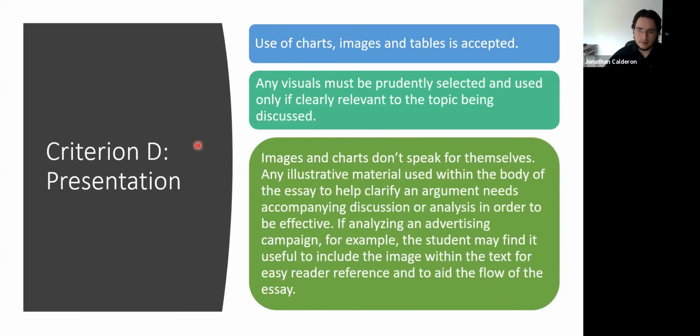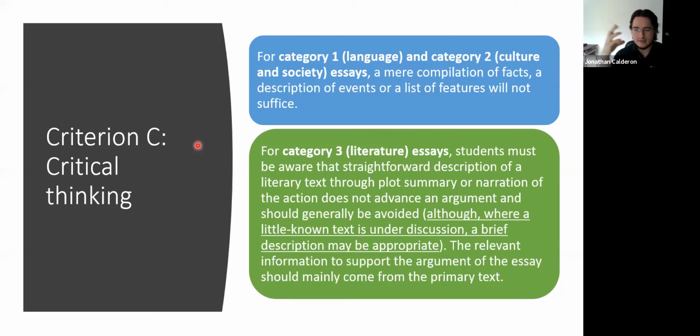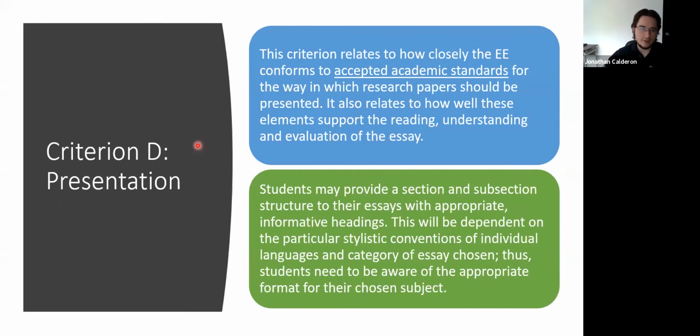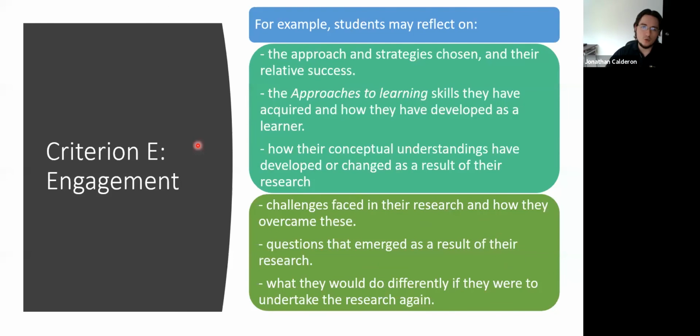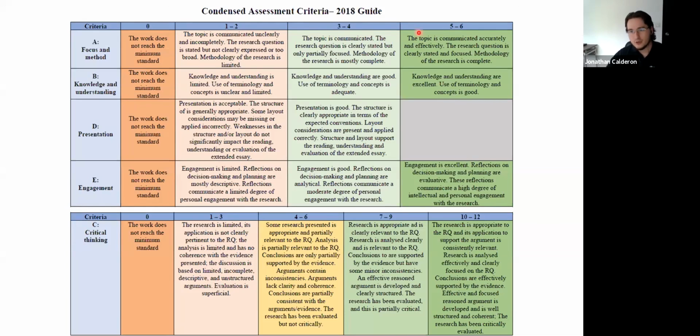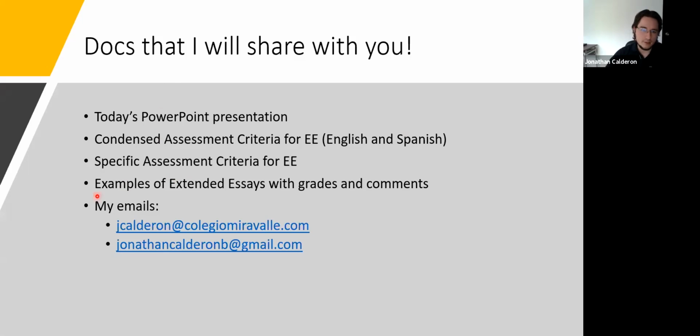So all of these criteria, A, B, C, D, and E. It is the specific idea of what each criterion is. So it tells you what a 1 is, what a 2 is, what a 3, what a 4, what a 5, what a 6. It gives you specifically one by one what each category is. So of course, I'm going to give you this document as well. I'm going to be providing examples of extended essays with grades and comments. If we had more time, we would analyze them here in breakout rooms and we would read them and we would give them our grades and why, etc. But of course, we are running a little bit out of time.